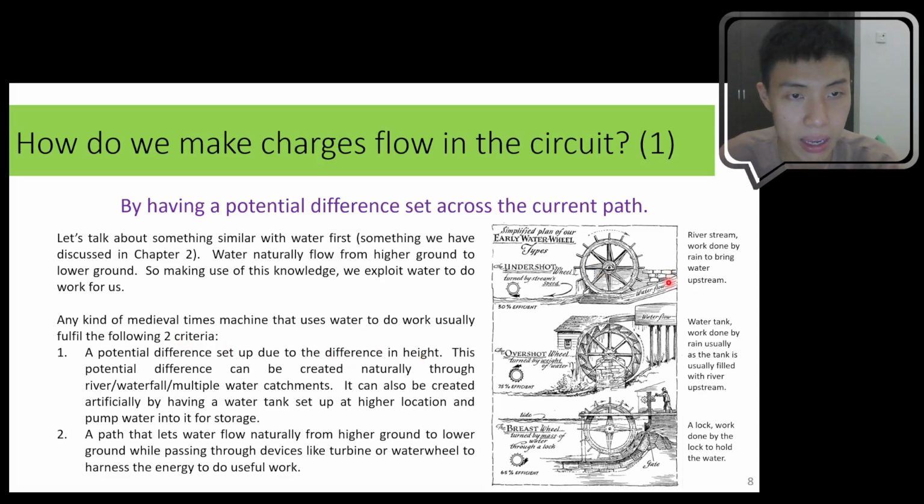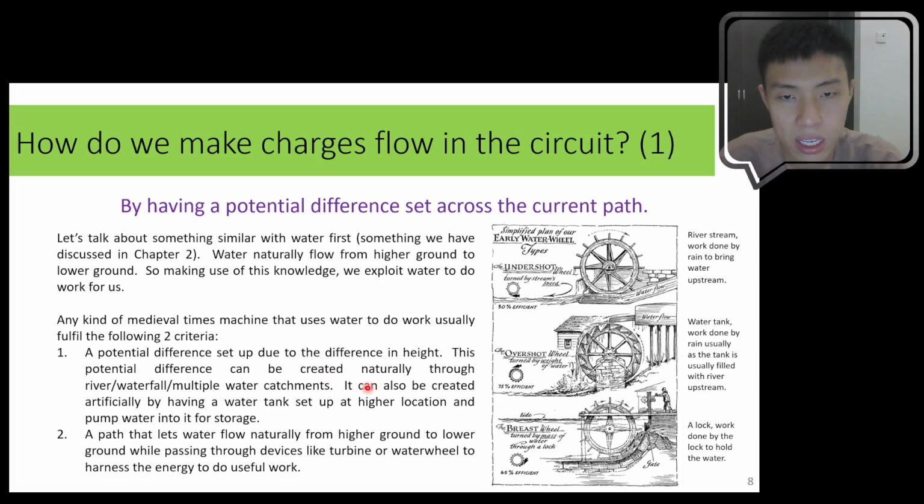So this is the high potential region. This is the low potential region. This potential difference can be created naturally through a river, or through a waterfall, or multiple water catchments. So you have a river, it must be flowing from somewhere high to somewhere lower. So this is a potential difference. A waterfall flows from high to low as well. Water catchment is the same way. Water catchment is something like a dam.